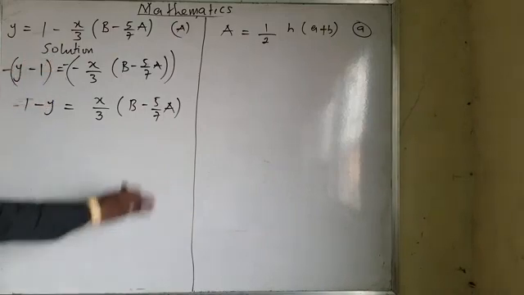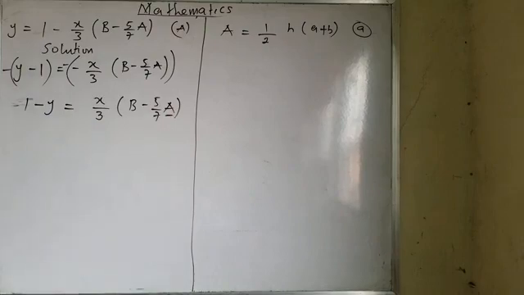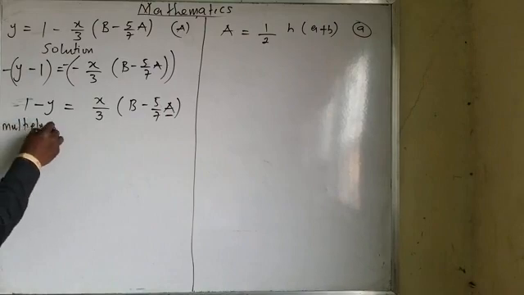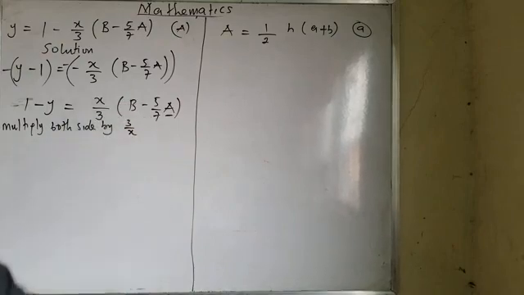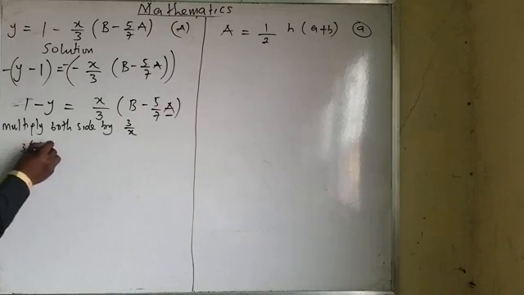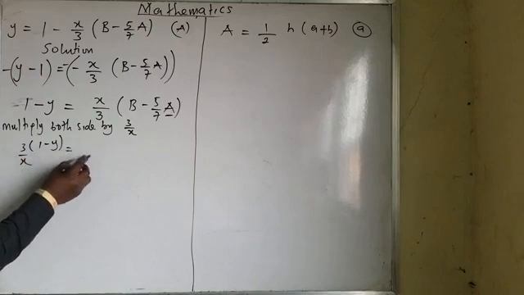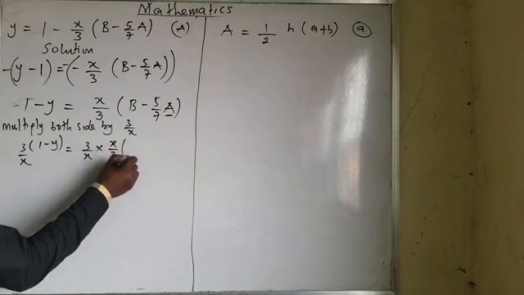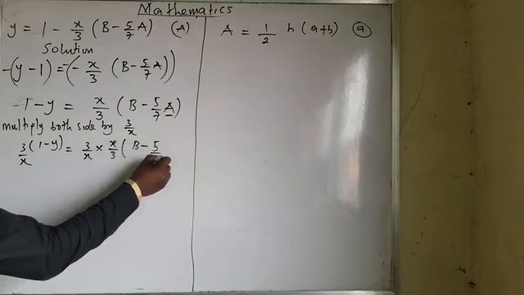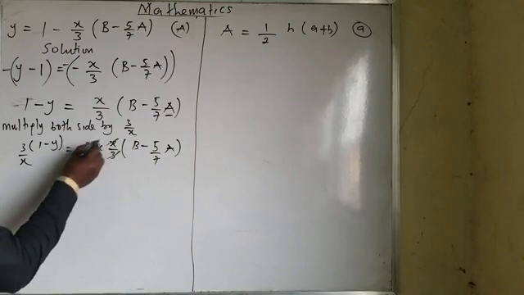Now, where I'm coming to is what I'm really working towards. Do you know that I can multiply both sides by 3 all over x? If I do that, I'll have 3 bracket of 1 minus y all over x equals 3 bracket multiplied by x all over 3 bracket of b minus 5 all over a, which will cancel.